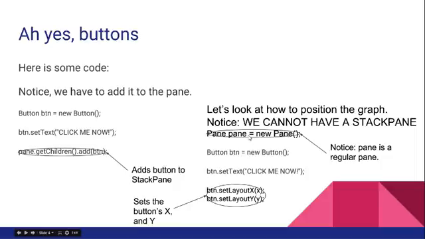So realize how it's a regular pane, we create the object, and we create the button. Here's how we set the X and Y: layout X, layout Y. And then, yeah, that works. And it has to be a regular old pane. Of course, you can set the sizes with set size, or no, I think it's set width and set height. Not entirely sure, but it's something along those lines.